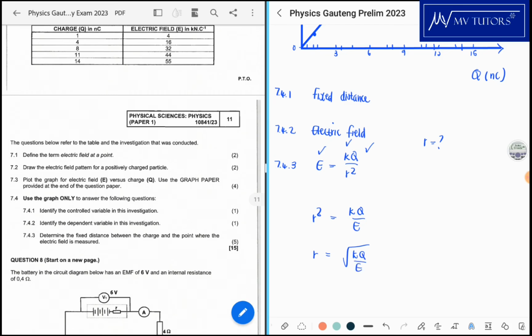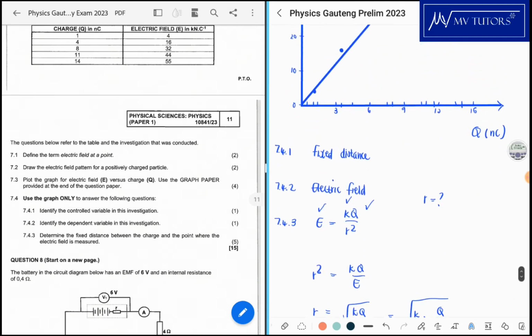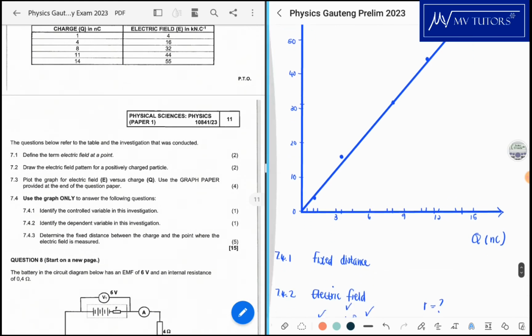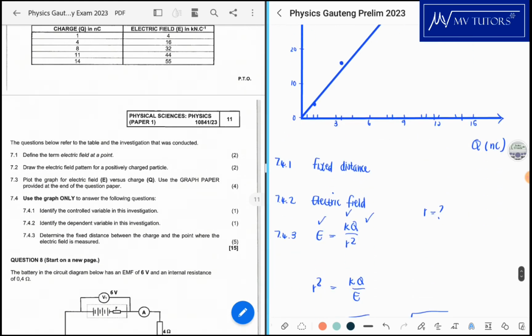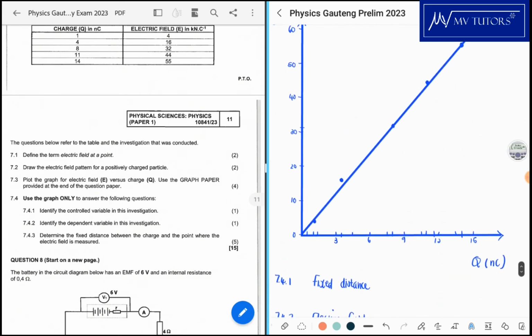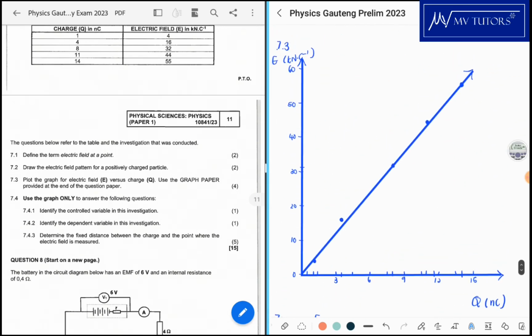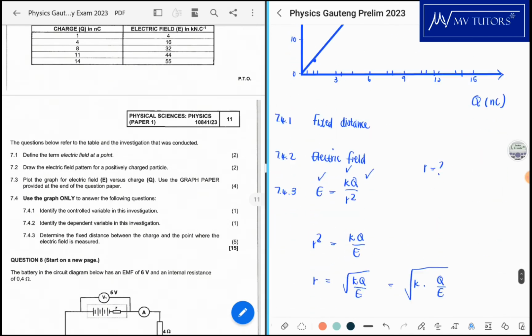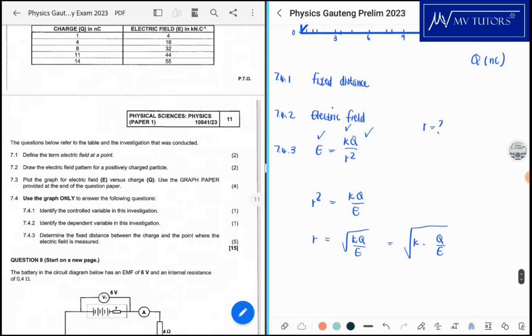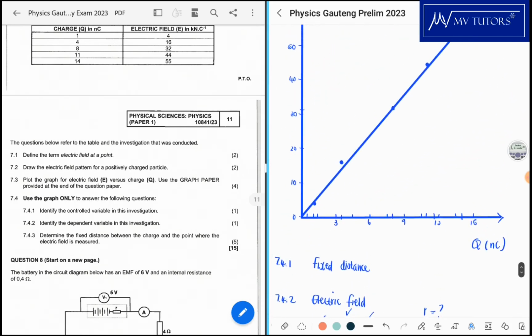Now, I don't know if you realize this. Let me write it down like this. K is not Q over E, but you can write r as the square root of k times Q over E. Okay, and what we can do then is get a value of Q and also get a value of E. All right, and the reason why I separated it, I thought we might actually use gradient.